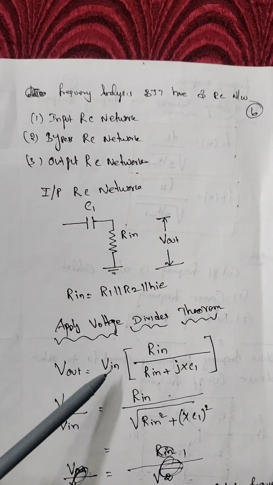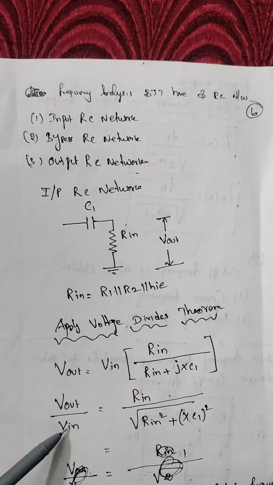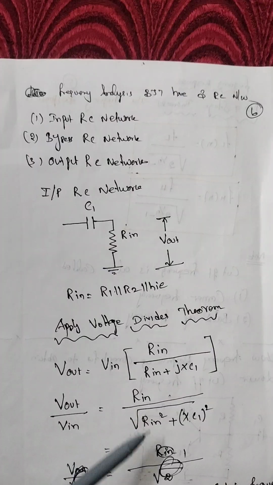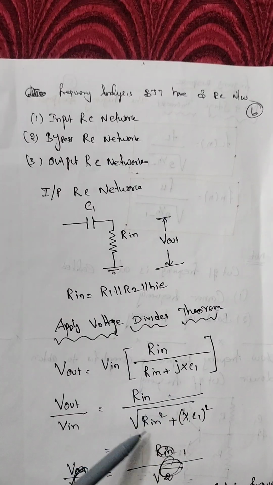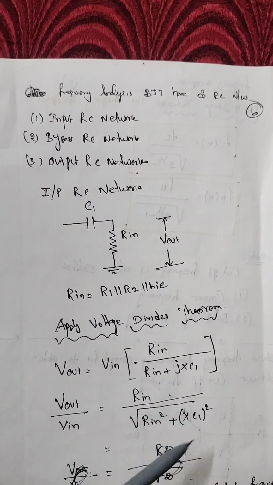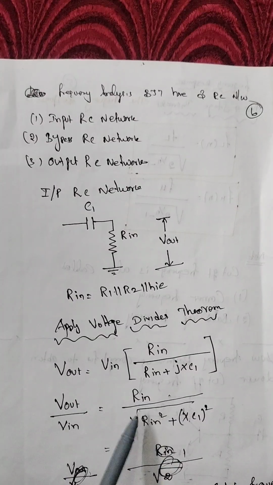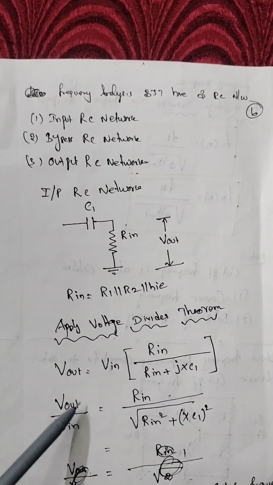Now V out has V in multiplied. When it comes to the left side it becomes division. So V out by V in is equal to R in divided by R in plus jXC1. Now remember, A plus jB has magnitude equal to the root of A square plus B square. This is A squared, this is B squared. Are you clear? This is the formula.